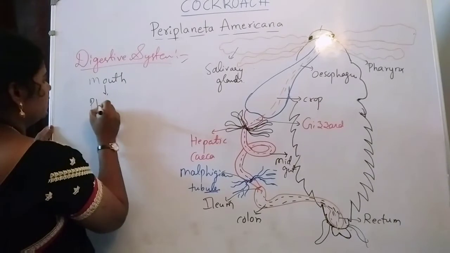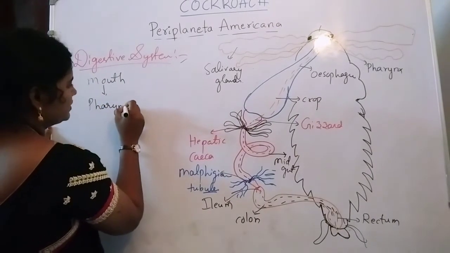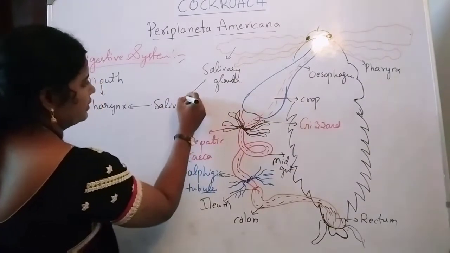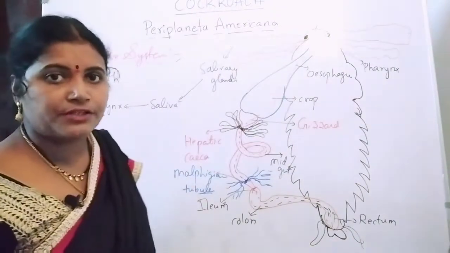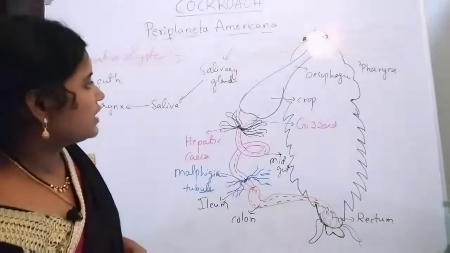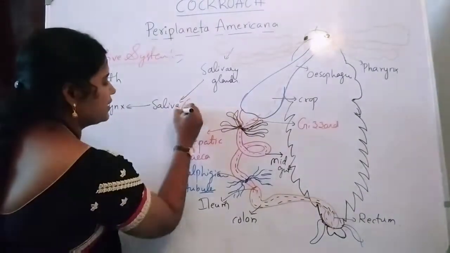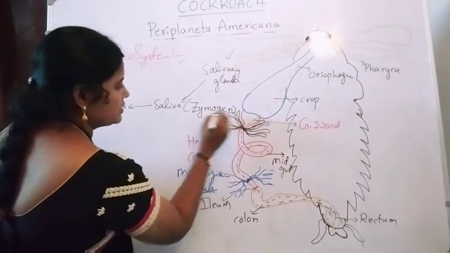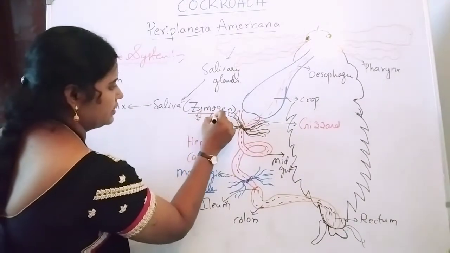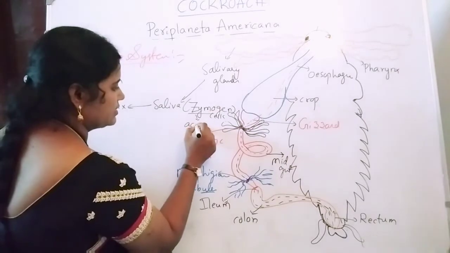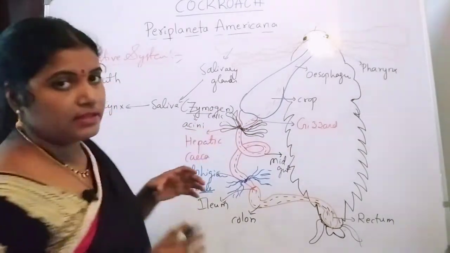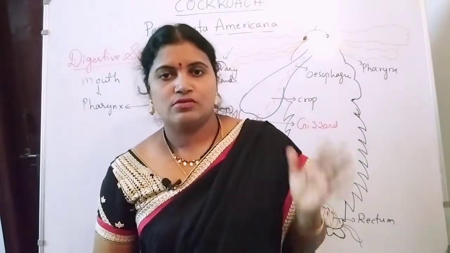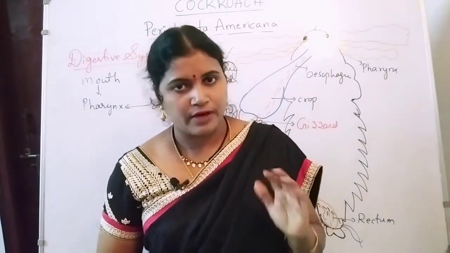So the pharynx is going to receive the saliva secretions from the salivary glands. Saliva is secreted by the cells known as zymogen cells. These zymogen cells are present in the acini, and they release the secretions in the acini. All these acini are connected with the salivary ducts, and finally those salivary ducts open into the pharynx part.